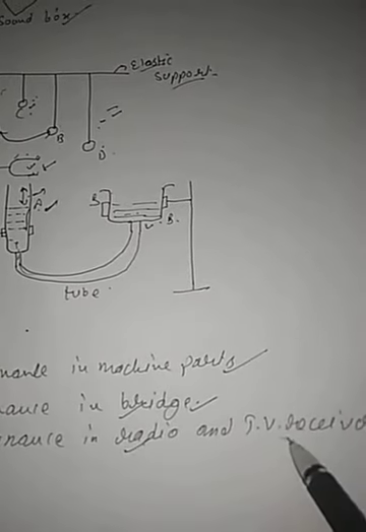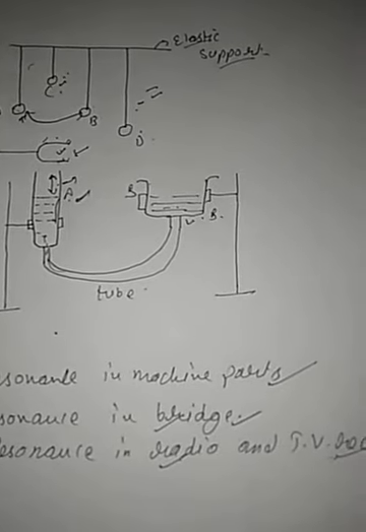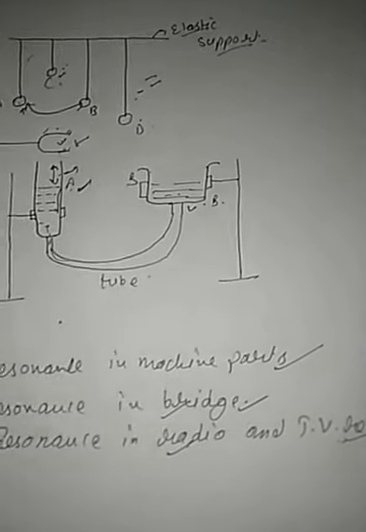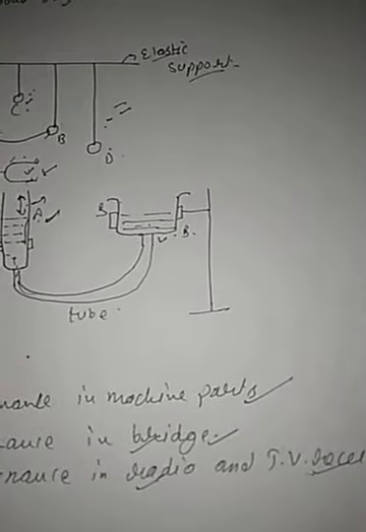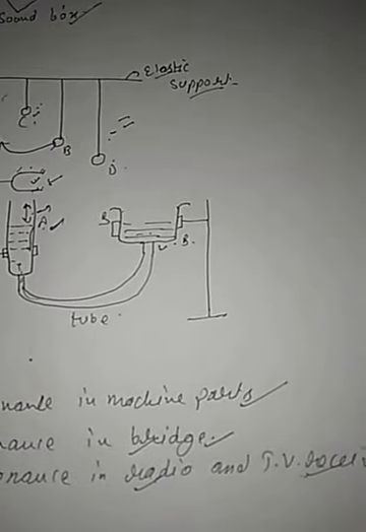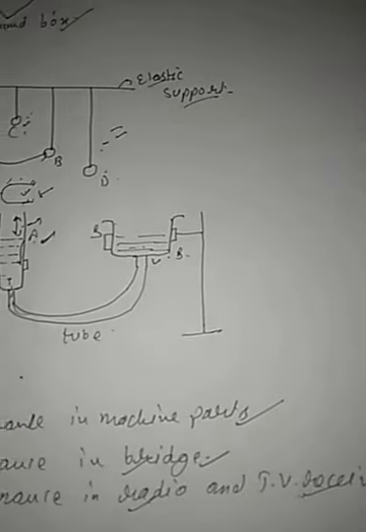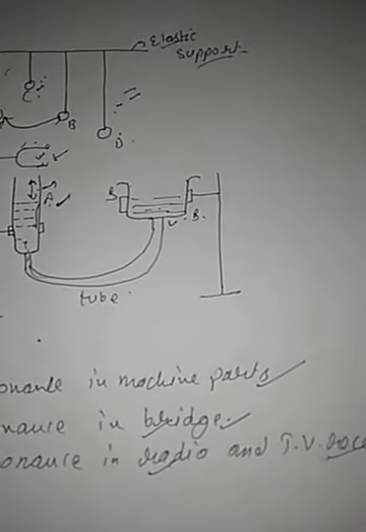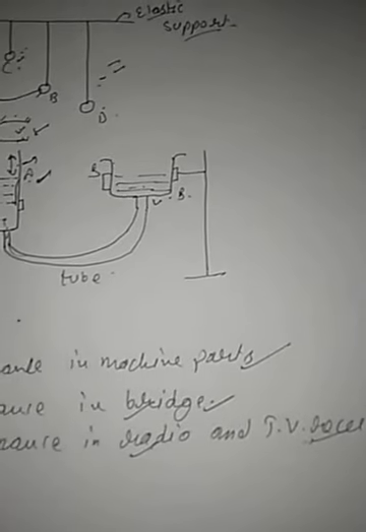Resonance in radio and TV receivers. These are electromagnetic vibrations. Clear? They have different frequencies. Whenever electromagnetic vibrations are transferred, there are receivers and a transmitter. If you want to change the frequency, there is an electronic component in it, and by changing its value you change the frequency.